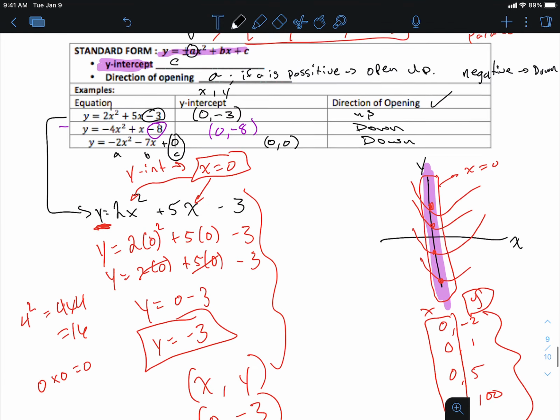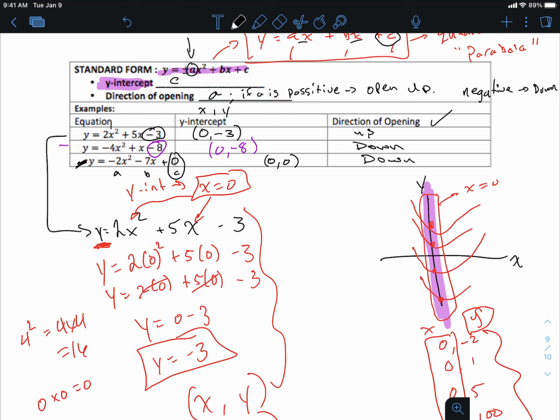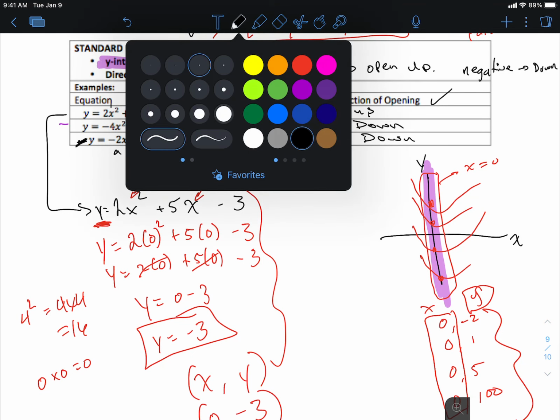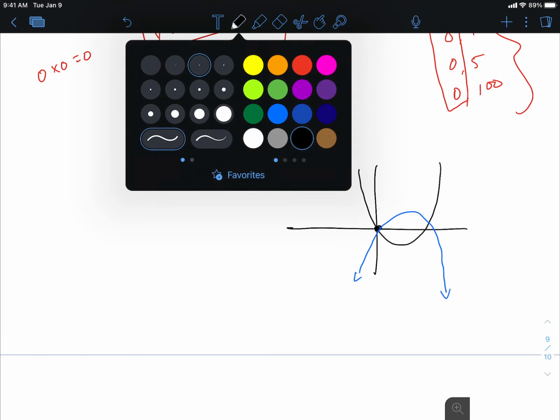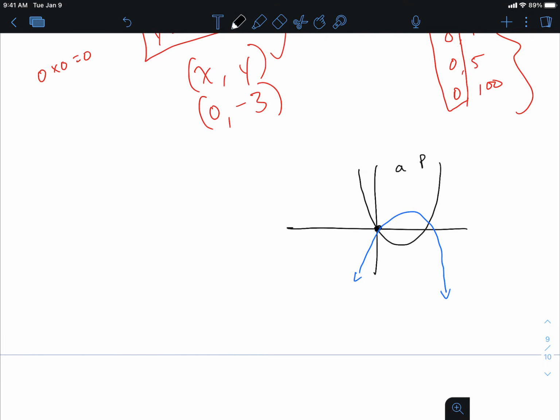Now, specific to this question, we also saw that it was supposed to open down. So in reality, when I go back down here, it's doing something like this because we said it was opening down. If the A value had been positive, that's what it would look like. But because it's negative, it has to open down.